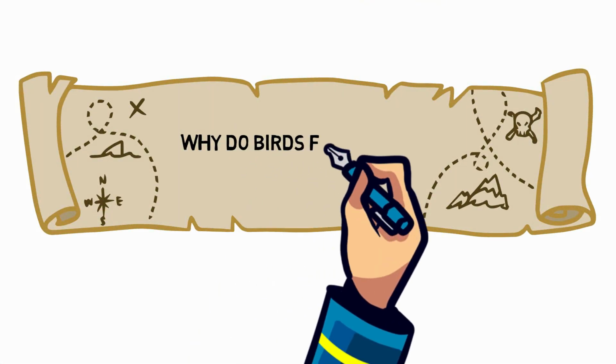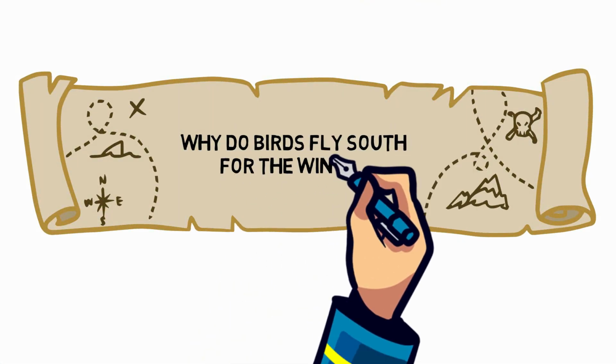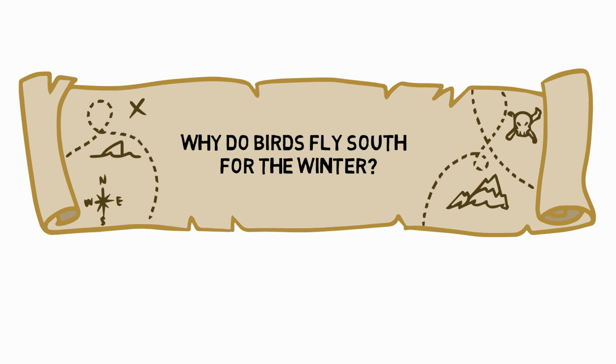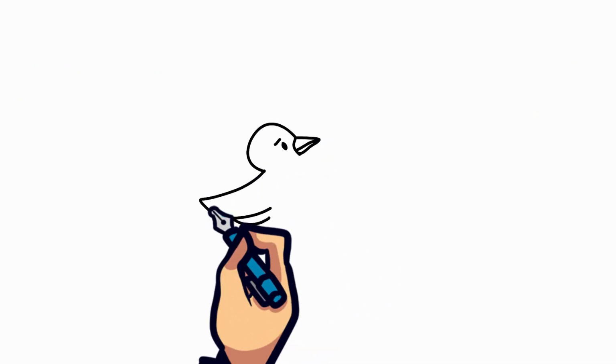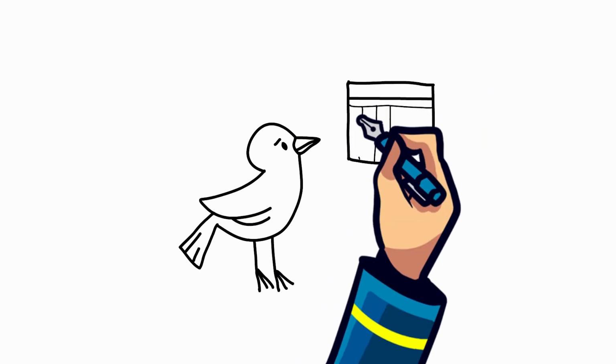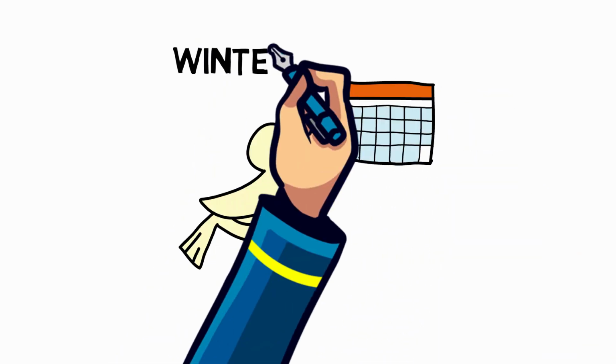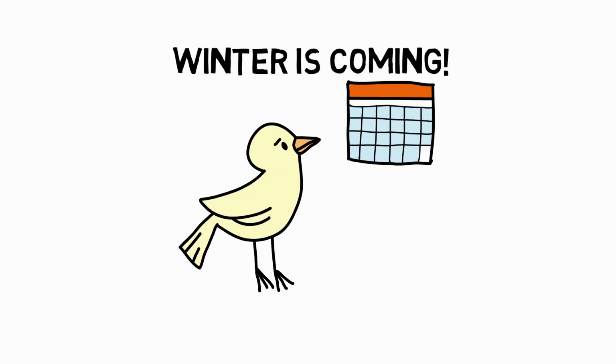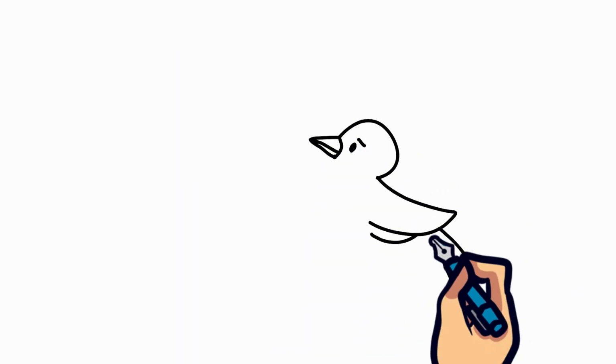Ahoy! Let's think. Today we answer the question, why do birds fly south for the winter? As we all know, some birds will leave their current home and fly south during winter. But why do they do that? The reason they do this is because it gets too cold where they are and they are unable to find food.